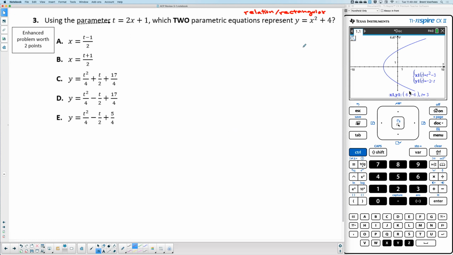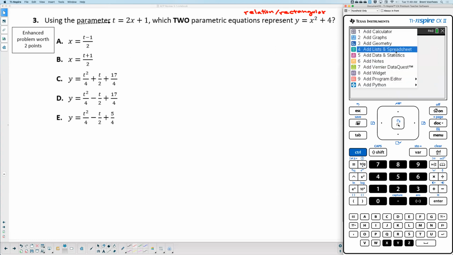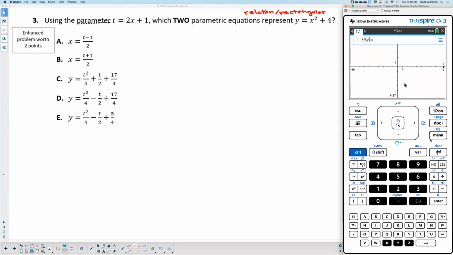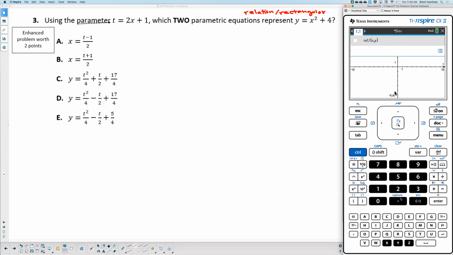Okay, so I can graph this relation. New document. Don't save. I can go to graph, menu, graph entry, and choose relation. And I know this will help me know what my answer should look like. x squared plus 4. When I press enter, I see the graph. And now what I could do is use process of elimination. It'll take a little while, but I could graph.